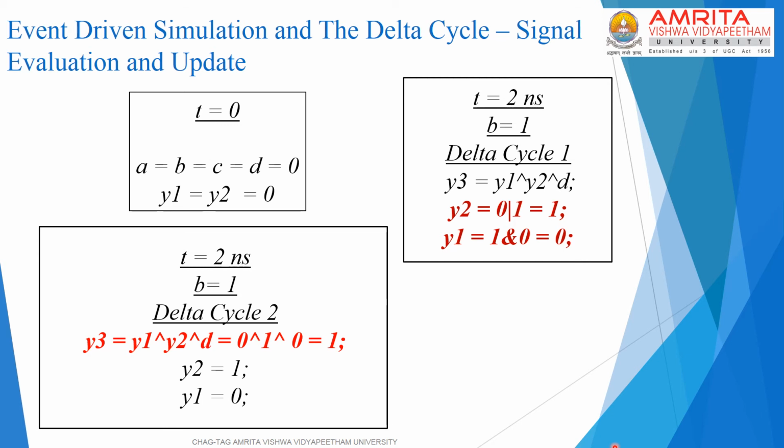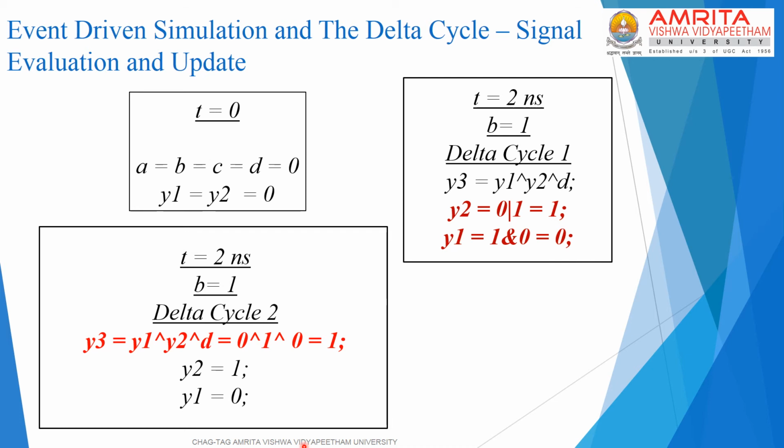So in the same simulation time of 2 nanoseconds, it is found that there are two computational delta cycles. Delta cycle 1, in which the signals Y2 and Y1 are updated, and delta cycle 2, in which the signal Y3 is updated.